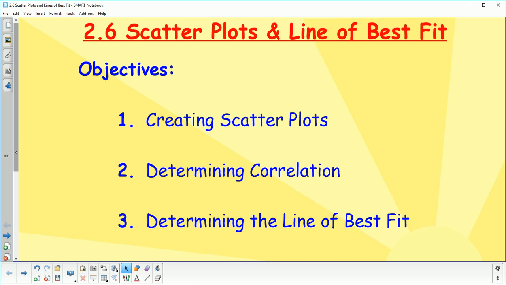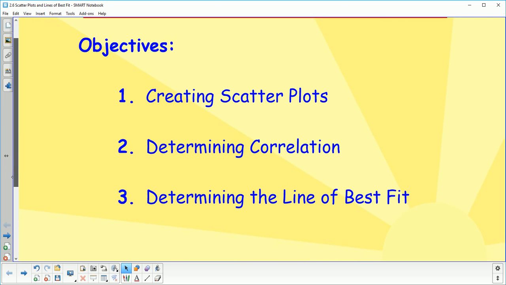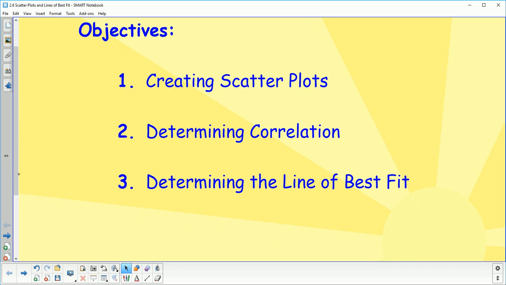Creating scatter plots, which is really nothing more than just plotting points. Then we're going to determine the correlation. We'll have something called a correlation coefficient. And finally, the last thing is we're going to be determining our line of best fit. That really is nothing more than writing an equation, which we have done in the past in, like, 2.4, I think is when we did that.